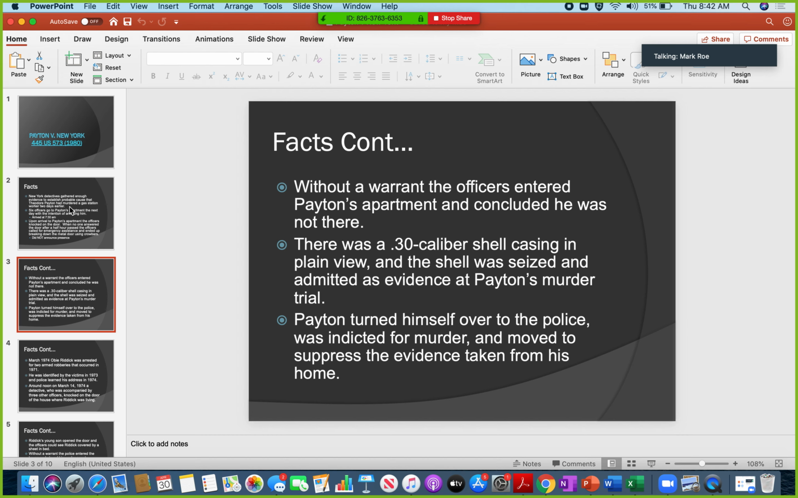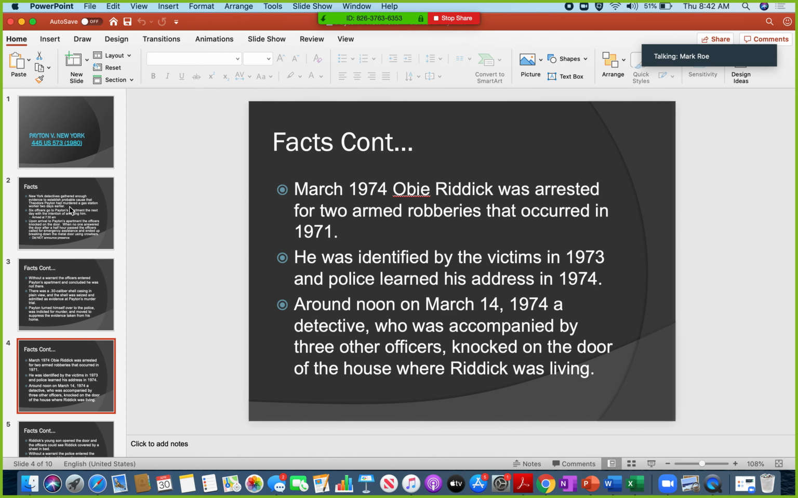Okay? Something that you guys are going to discover with Supreme Court cases is a lot of times, this case is Payton versus New York. It's named after Theodore Payton. But there was also another similar event involving a guy named Obie Riddick. And so sometimes what will happen is the Supreme Court will kind of combine cases into one, especially if they deal with a similar issue. So in this case, Payton versus New York also gets combined with the Obie Riddick case.